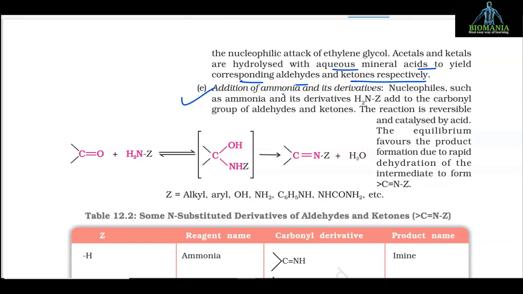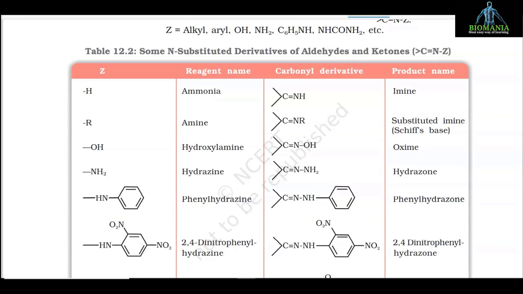E. Addition of ammonia and its derivatives. Nucleophiles such as ammonia and its derivatives, H2NZ, add to the carbonyl group of aldehydes and ketones. The reaction is reversible and catalyzed by acid. The equilibrium favors the product formation due to rapid dehydration of the intermediate to form C=NZ. Some N-substituted derivatives of aldehydes and ketones, you can see in the table here.